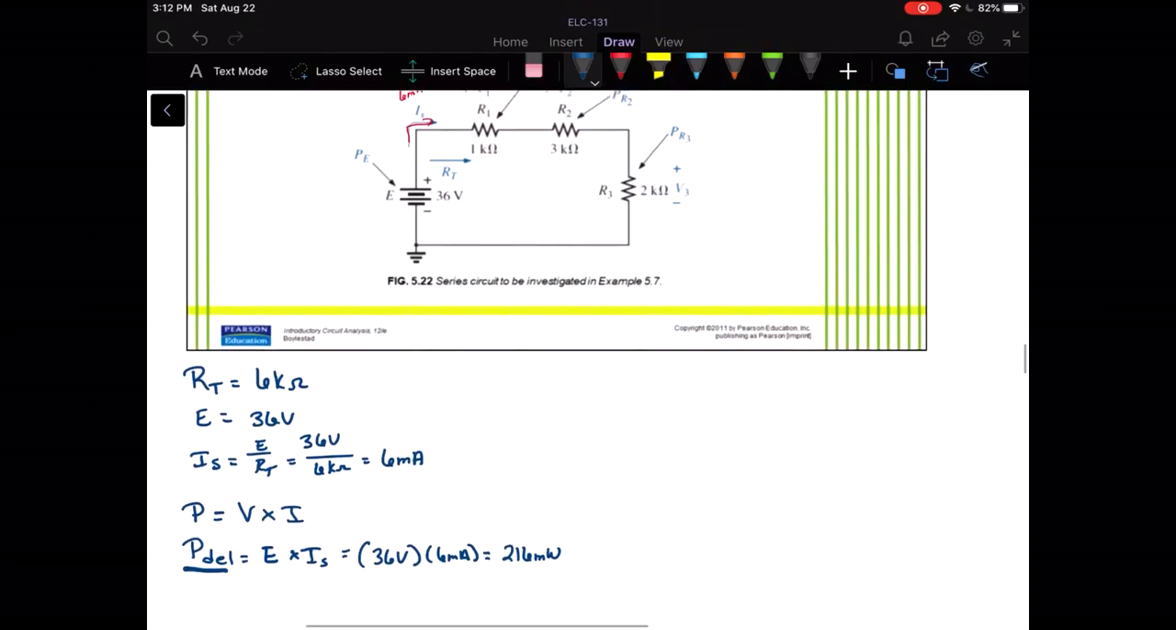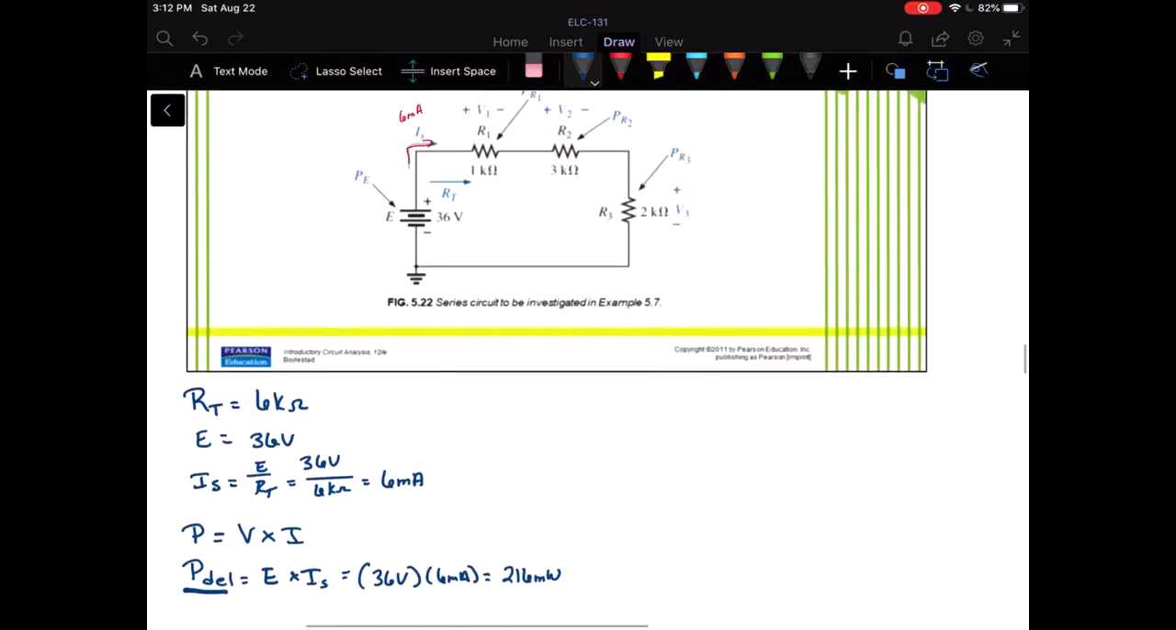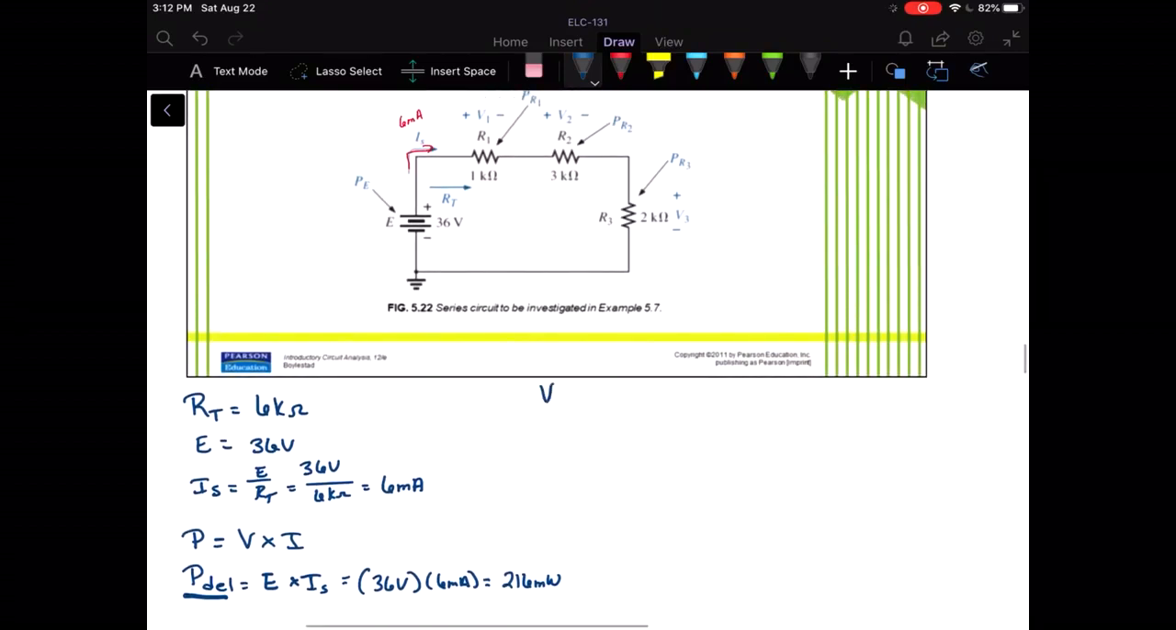Now let's look at the power absorbed by each of our resistors. And in order to do that, let's find our voltage drops. So V1 is the current through R1 times R1. So I1 is 6 milliamps. Why? Because R1 is in series with the source, so it's going to have the same current as the source is supplying. So 6 milliamps times 1K ohm of resistance means we see a voltage drop of 6 volts there.